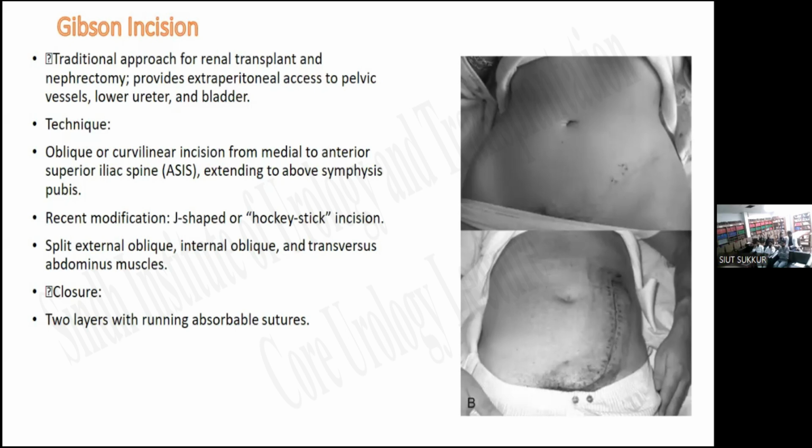The technique is an oblique or curvilinear incision given from the medial to the anterior superior iliac spine, extending above the symphysis pubis. The recent modification is that the incision is given more like a J-shaped or hockey stick incision. It splits the external oblique, internal oblique, and transversus abdominis muscles. Two-layer closure is advised with running absorbable sutures for this incision.